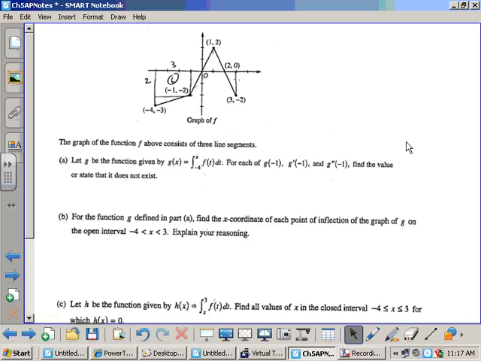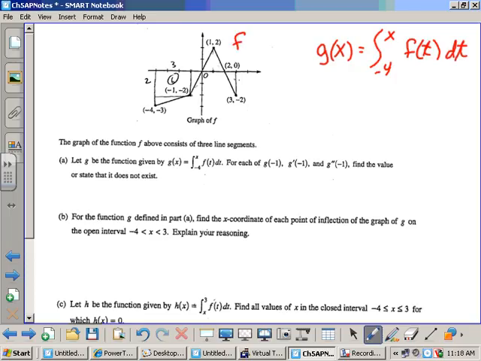Here we're going to take a look at a very typical fundamental theorem of calculus type of problem that we see a lot of times on the AP exam. We're going to have some questions here asking us about function g, and function g is defined as the definite integral from -4 to x of f of t dt. To answer any questions about function g, we're going to have to use the graph that's given to us, which is the graph of function f.